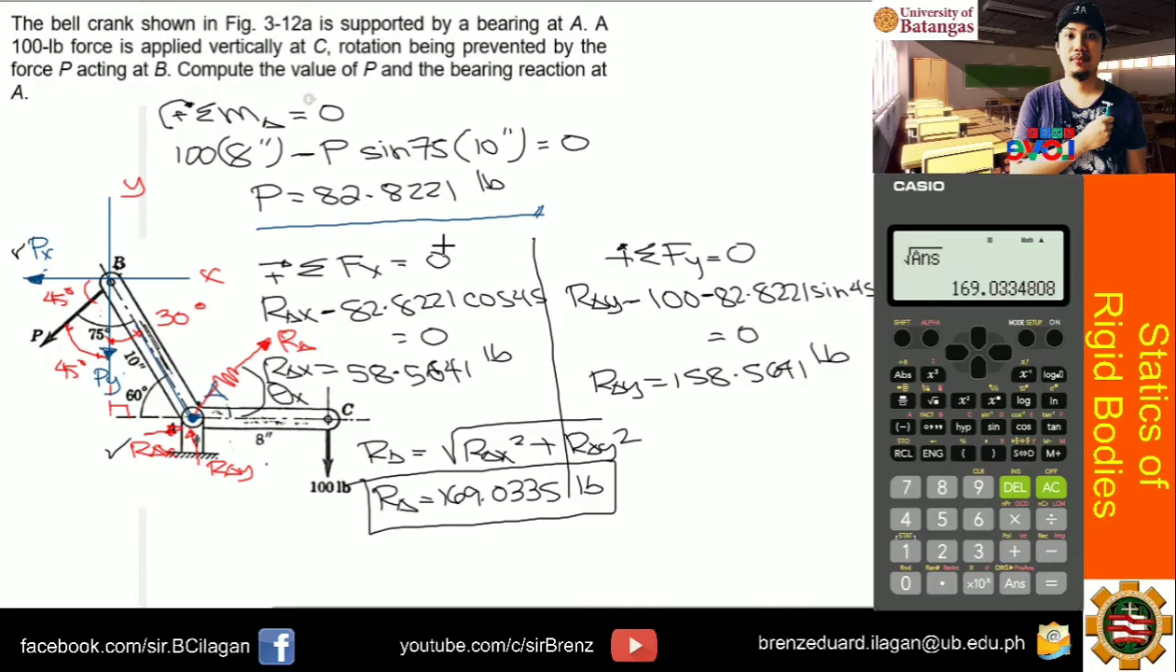Yung isang way is using the principle nung 3.5 or all coplanar forces are concurrent. So ang gagawin natin, pagtatagpo-tagpuin natin sila at a common intersection point. Okay, so I think mas ma-appreciate niyo yung solution na yan. Ang ano lang doon is magpapaana ka ng mga dimensions. Magpapalabas ka ng mga sukat, angle, etc.